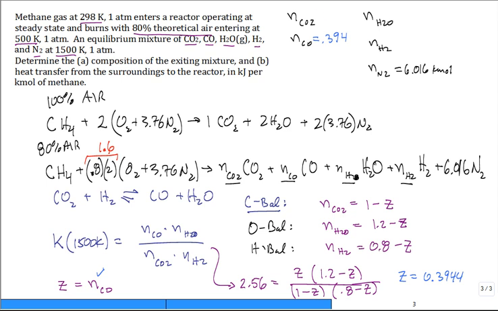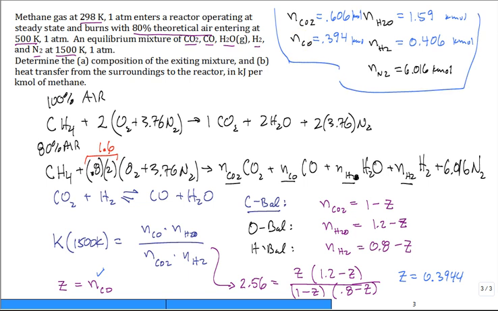Then for the number of moles of CO2, you calculate 0.606, number of moles of H2O, you calculate 1.59, and the number of moles of H2, 0.406. All of these have units of kilomole. That's the answer to part A. Was very similar. Now the hard part, right?